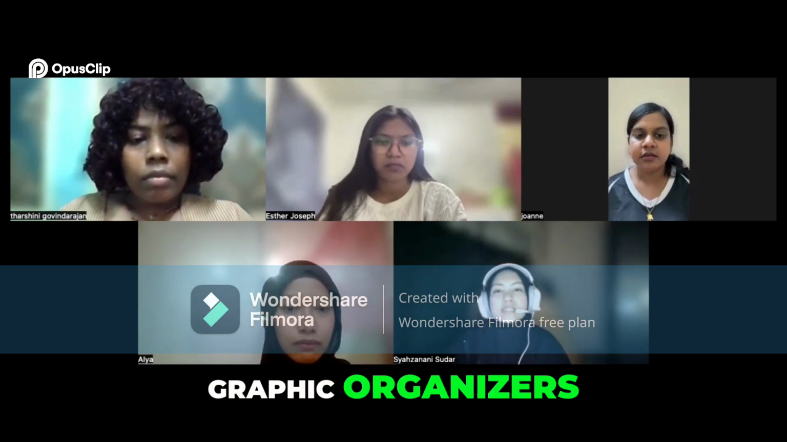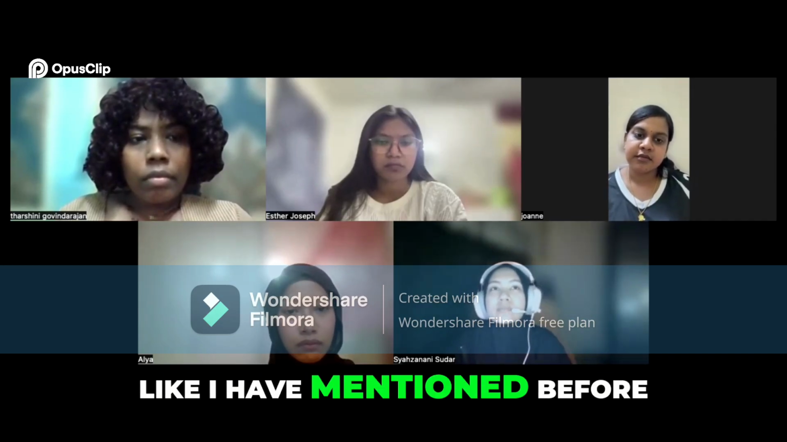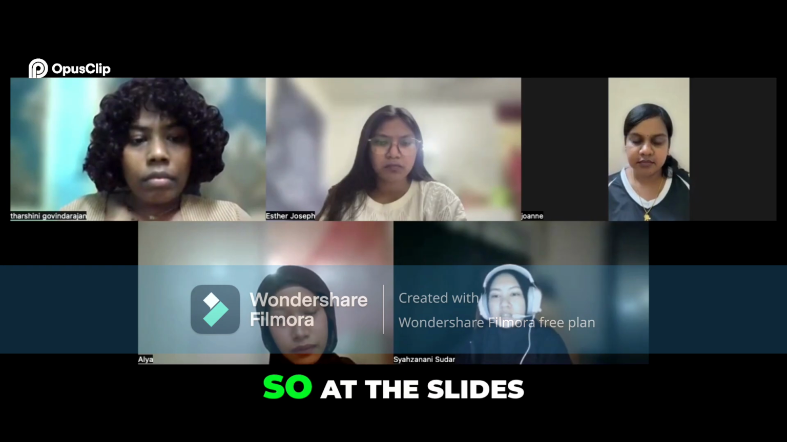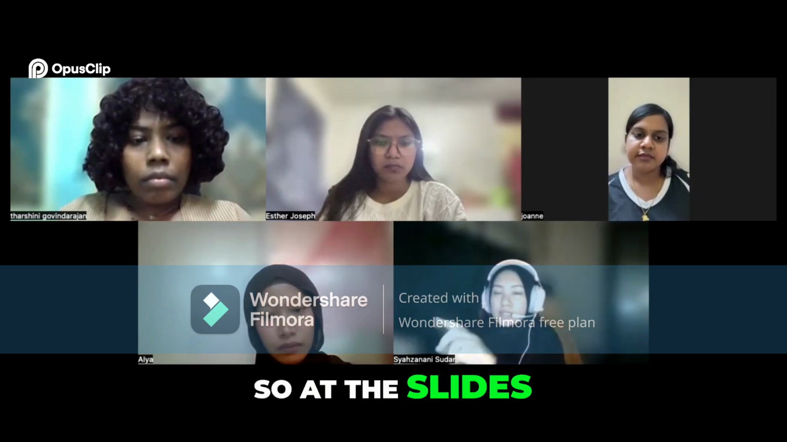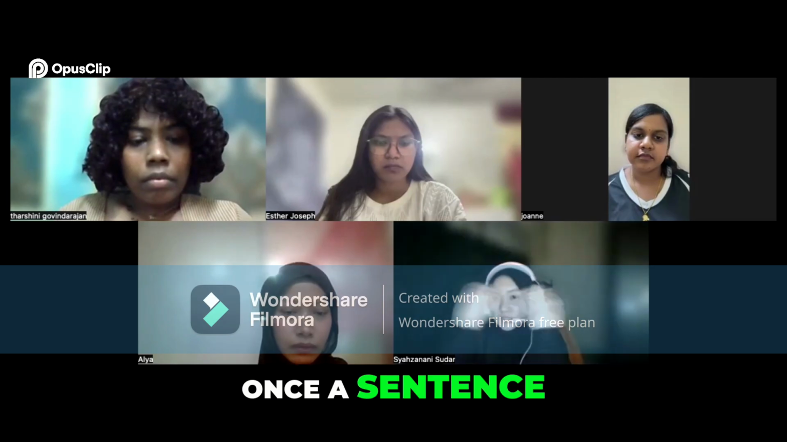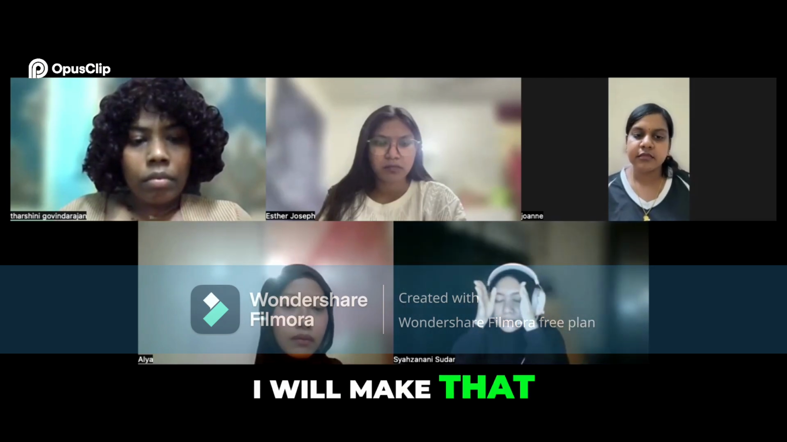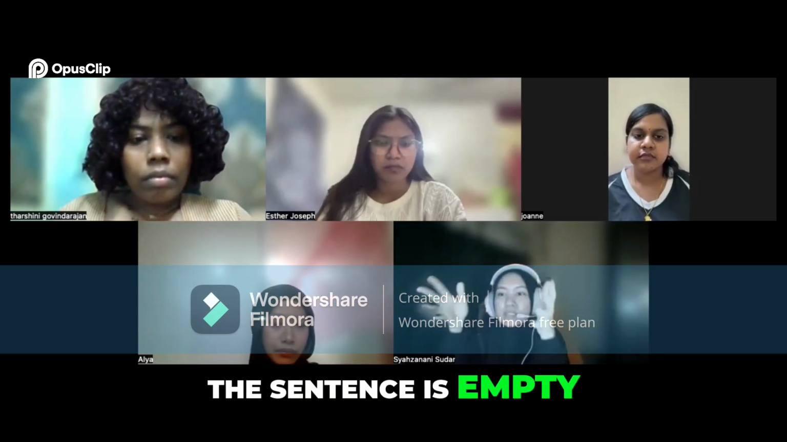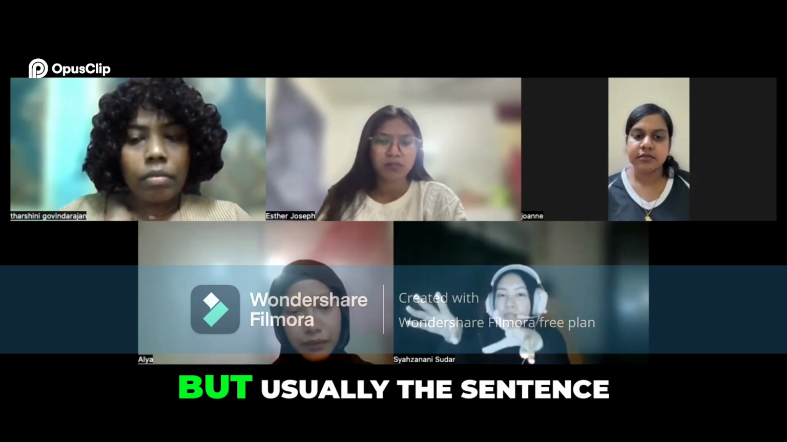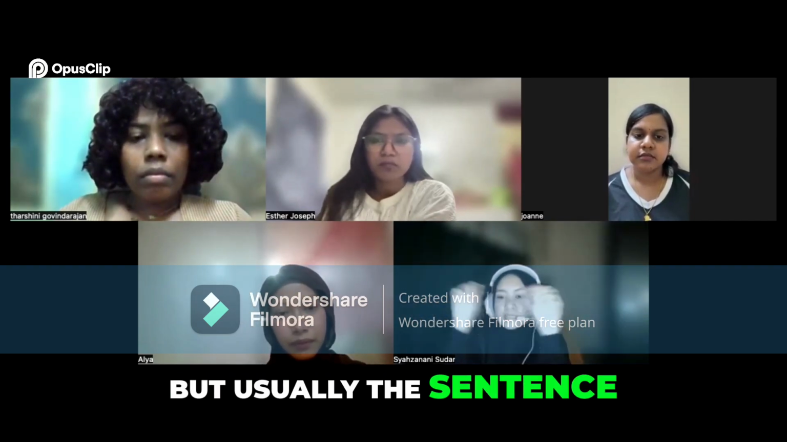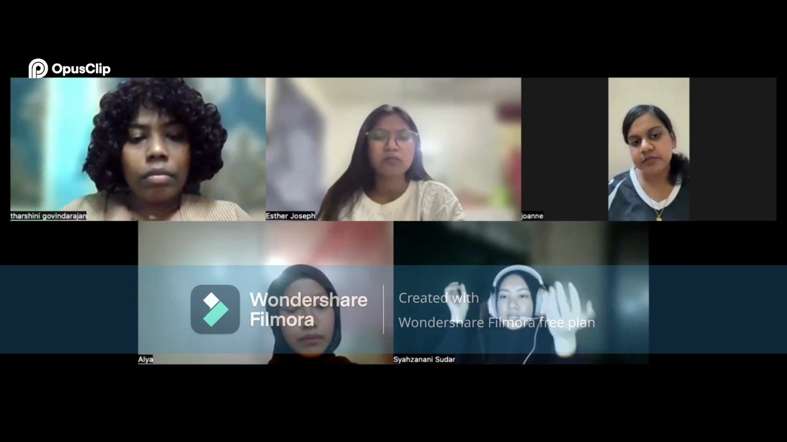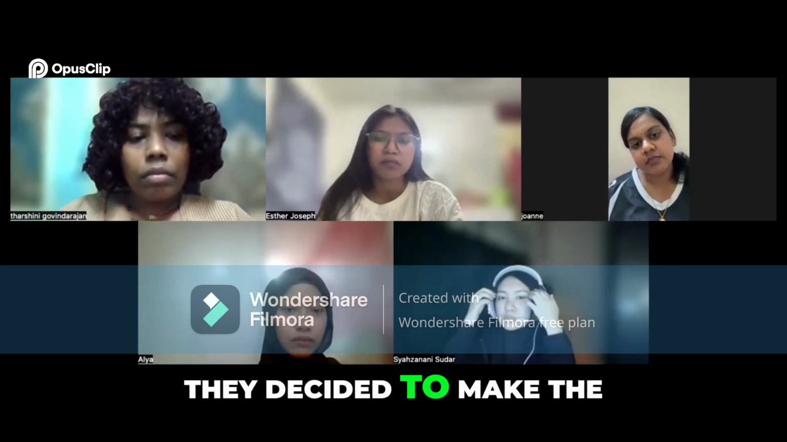Graphic organizers, like I have mentioned before, I will make slides. On the slides, I will put a full sentence, but the middle of the sentence is empty, so they have to brainstorm what they can put. But usually the part of the sentence that I take out is something they can create on their own.